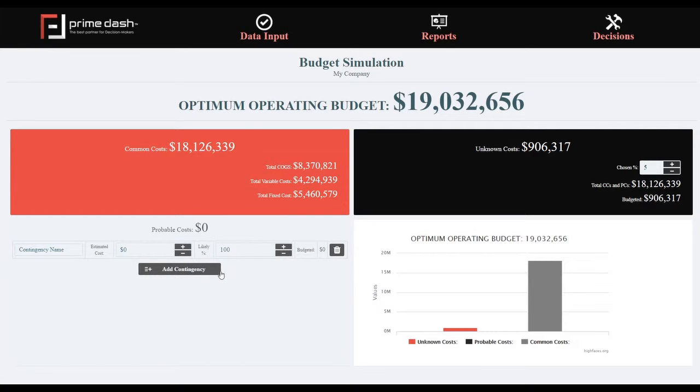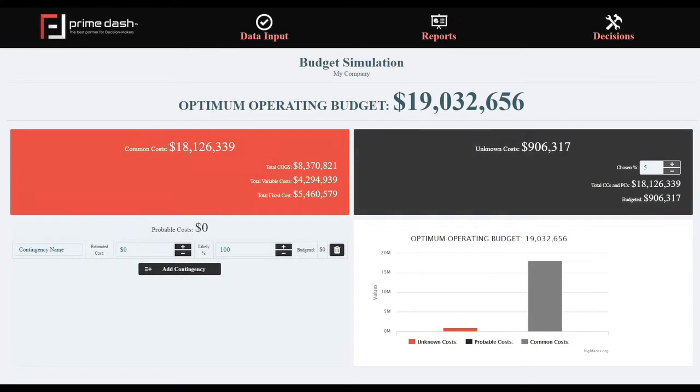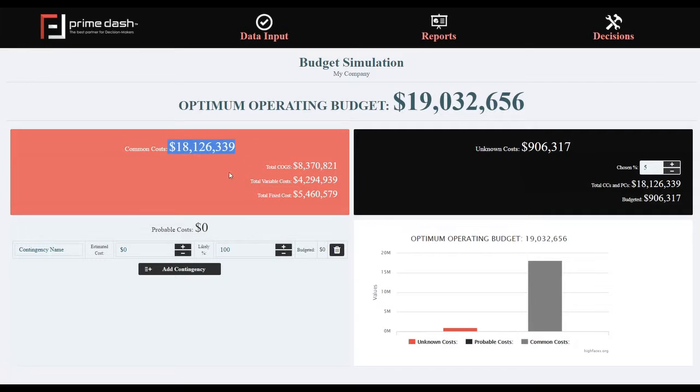As seen, the budget simulation is divided into 3 sections. Common costs. This is generated automatically by PrimeDash as it has estimated how much you would need at a minimum to be operational for the following period.